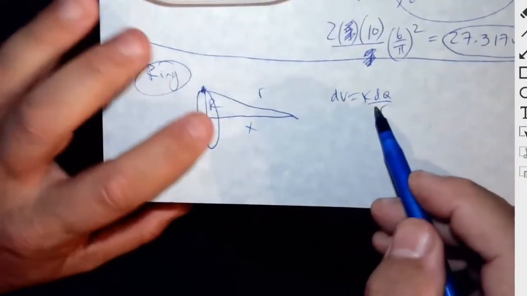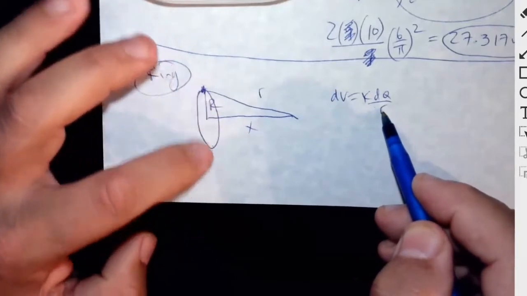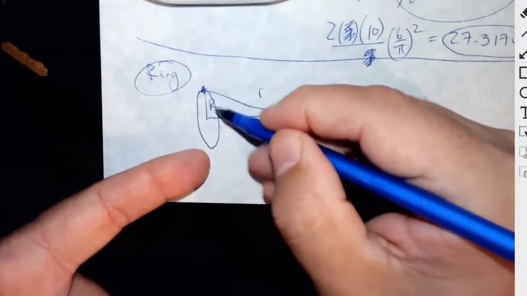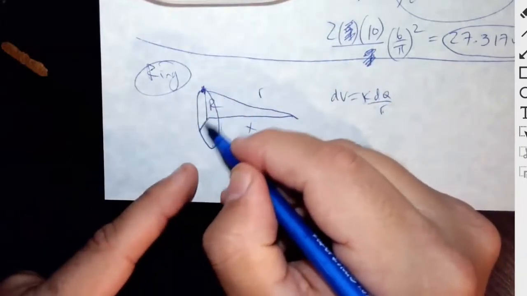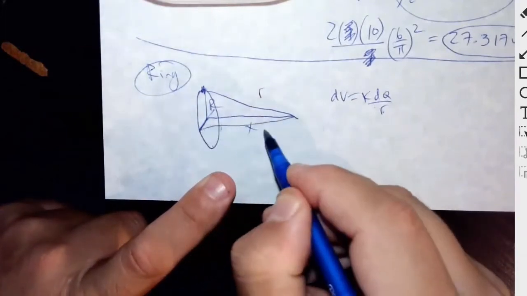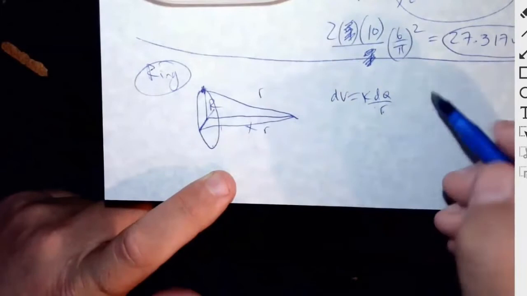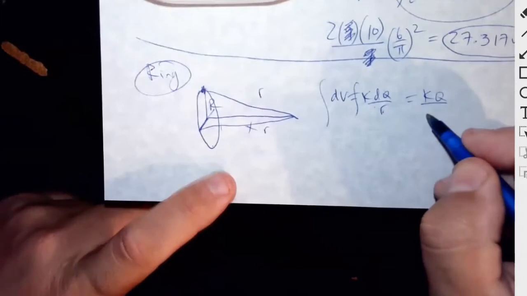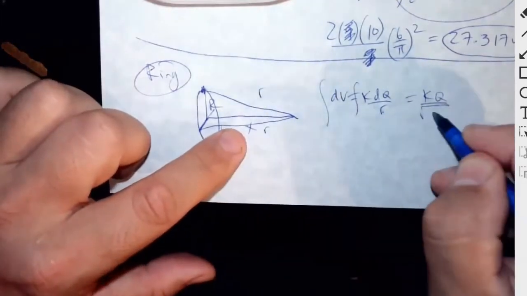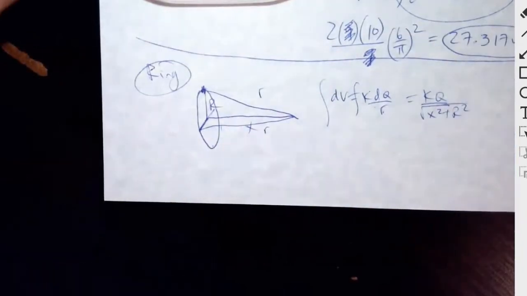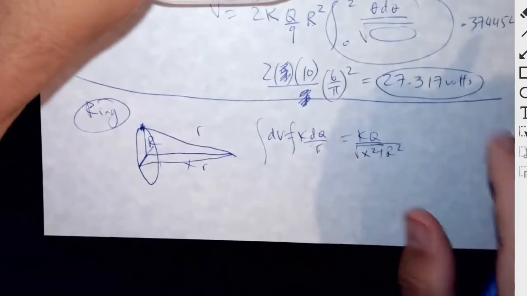Since the distance between the ring and there is the same, remember this ring is coming out of the page and going into the page like this. So this is supposed to be a 3D picture. No matter where you're at, this distance R stays the same, you see. So when you integrate it, it ends up not being an integral at all. It's just KQ over R, where R is the square root of x squared plus R squared. So the voltage of a ring is one of the quickest to calculate.